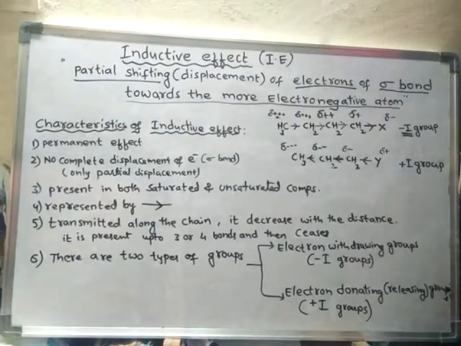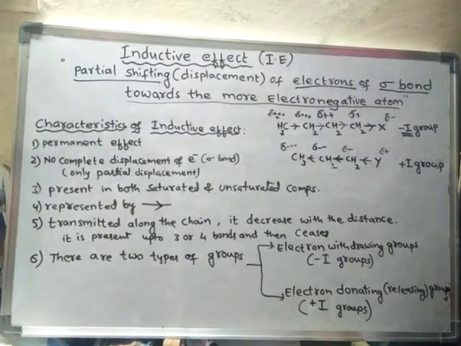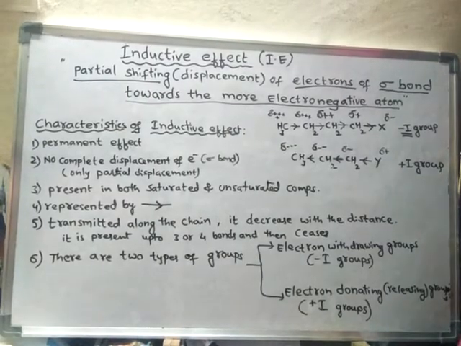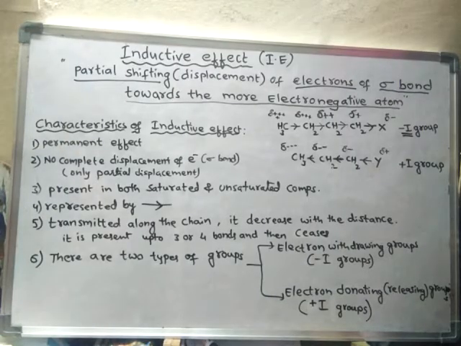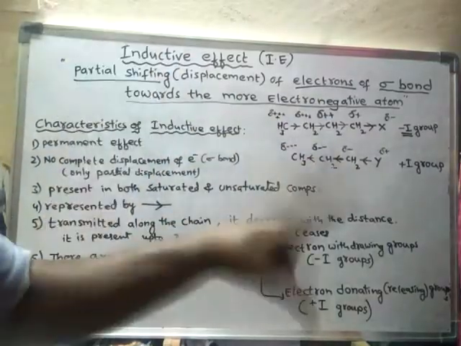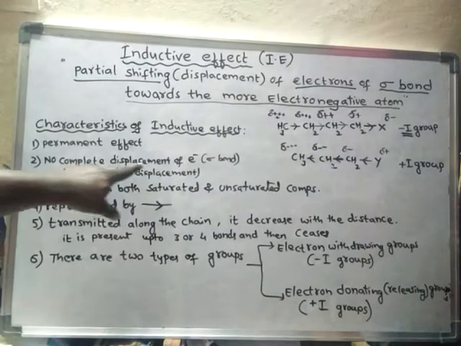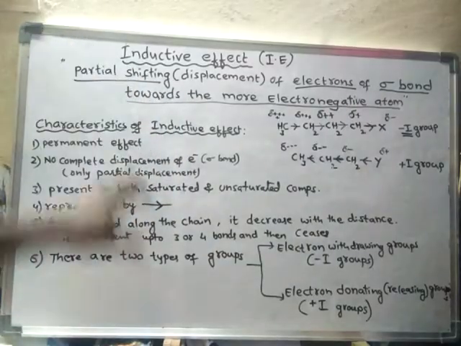Okay, such an effect, that means partial shifting of electrons belonging to a sigma bond towards the more electronegative atom, is said to be the inductive effect. So now let us see the characteristics of the inductive effect. The inductive effect is a permanent effect. That means the shifting of electrons will take place permanently. But there is no complete displacement of electrons. That means these electrons are not shifted completely, they are partially shifted.